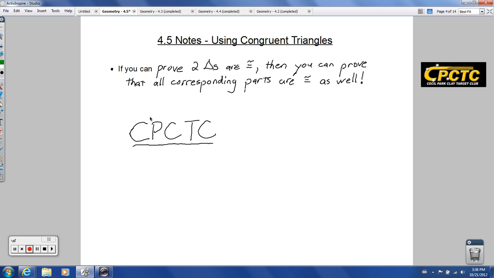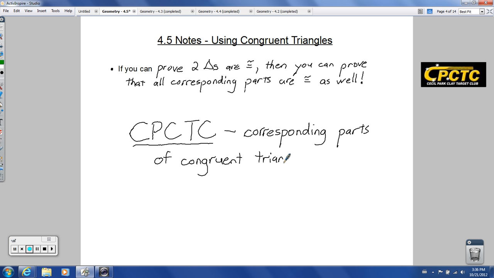What I was looking for is this. So this actually stands for us in geometry at least, corresponding parts of congruent triangles are congruent. That's what that stands for.